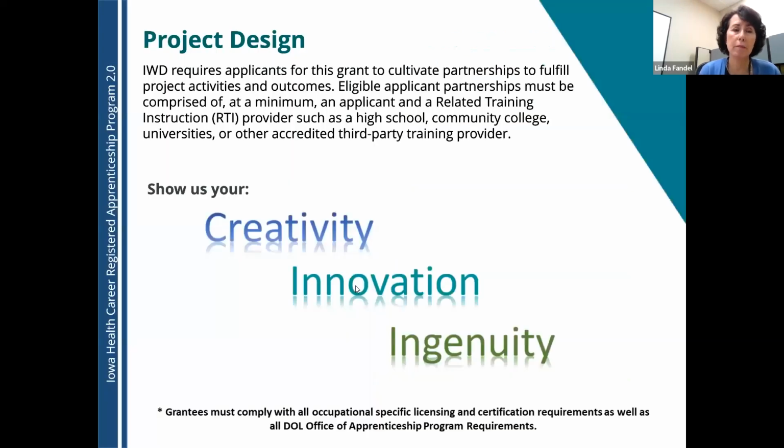So that also means the opportunities are huge as well. The Iowa Workforce Development, in terms of the project design, requires applicants for this grant to cultivate partnerships to fulfill project activities and outcomes. Eligible applicant partnerships must be made up of at a minimum of an applicant and a related training instruction provider, such as a high school, a community college, universities, or an accredited third-party training provider.